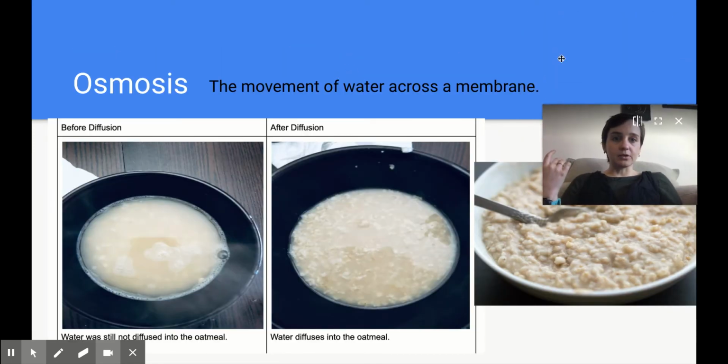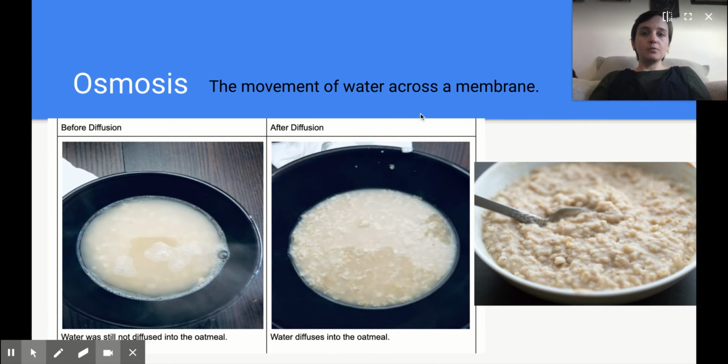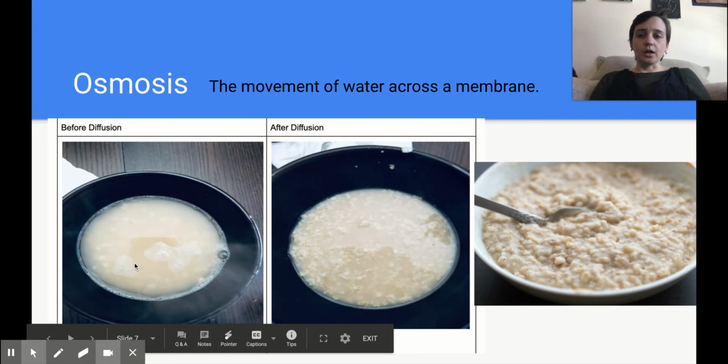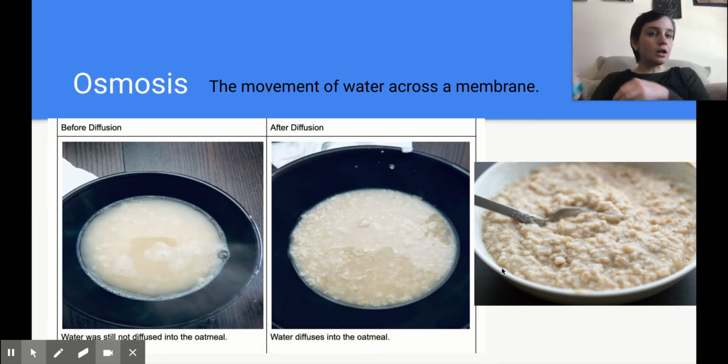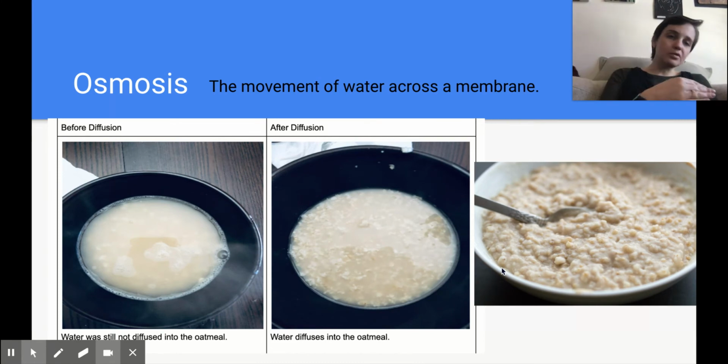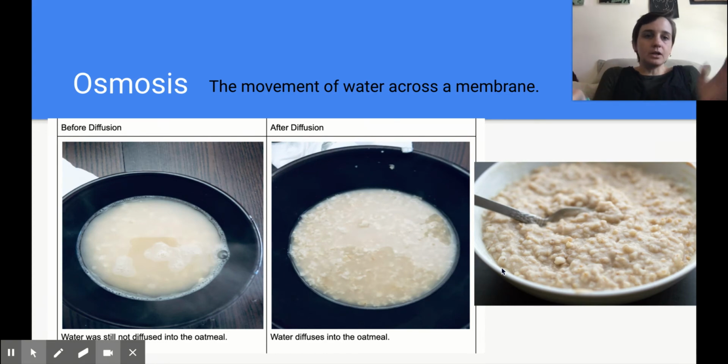Now, sometimes the thing that's passing through the membrane is water. And when that's the case, we call it osmosis. So here's another example. This was Diana's example. In the beginning, the water is separate from the oatmeal. Over time, it absorbs into the oatmeal. Now, if Diana had added something like salt or sugar to the water, it would not have passed into the oatmeal, right? It would sort of be left on the outside. So just the water passing into the oatmeal, diffusing through the membrane. Anytime we have that going on, we call it osmosis, okay? It's another example of simple diffusion. It just means that we're talking about water.